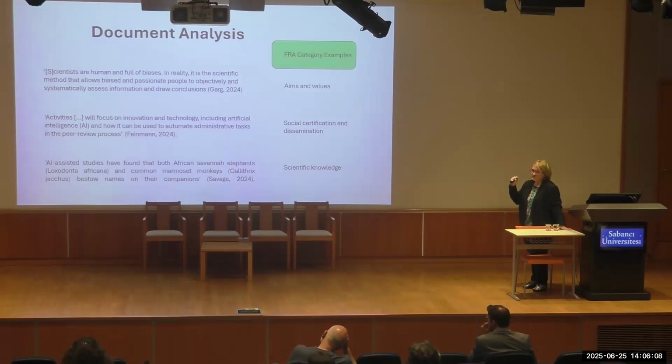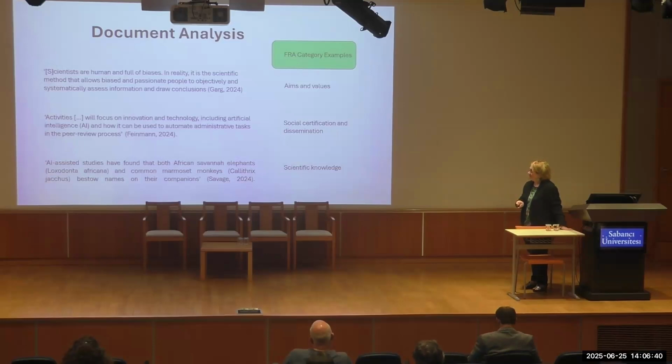So let me just read this one. Scientists are human and full of biases. In reality, it is the scientific method that allows biased and passionate people to objectively and systematically assess information and draw conclusions. So we thought that this excerpt relates to the aims and values of science, namely avoiding biases and promoting objectivity in science. So we saw that as an example of that category thematically.